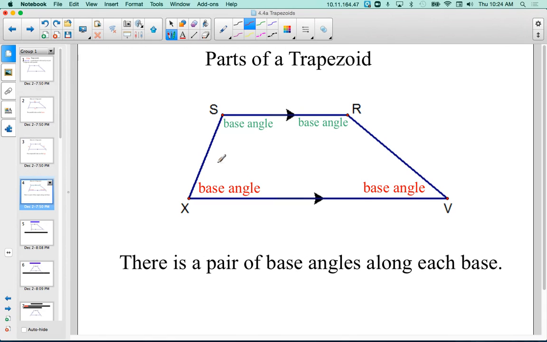Angles. The angles that are made up, we have a pair of green base angles. These are the ones that go along the side SR, and then we have some red base angle pairs that go along the side XV.